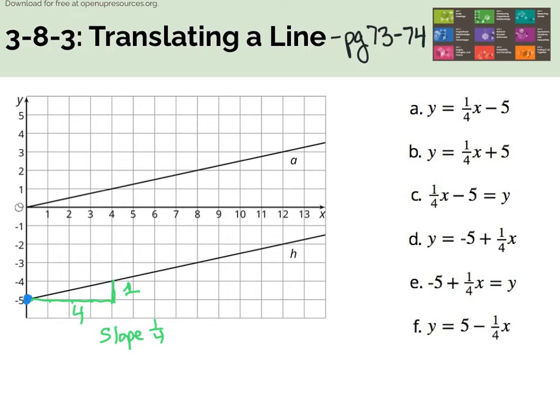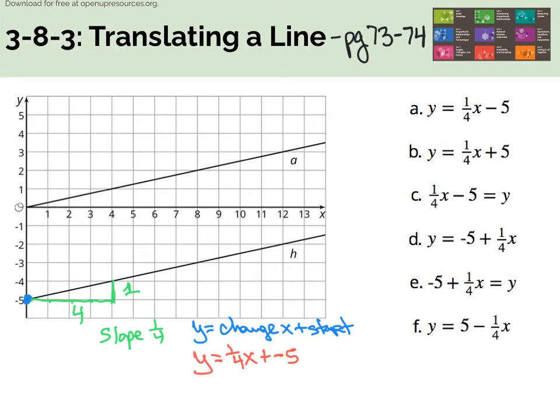Please remember that the equation we're following is y equals the change with an x plus where they start. So the equation for line H is going to be y equals 1 over 4x plus a negative 5. So this is the equation for line H, and then we're going to figure out which ones are going to be the same. So let's go through them.